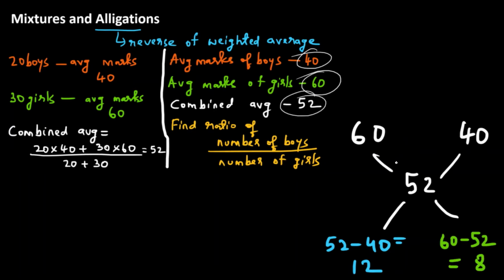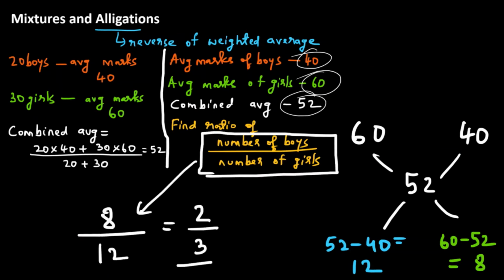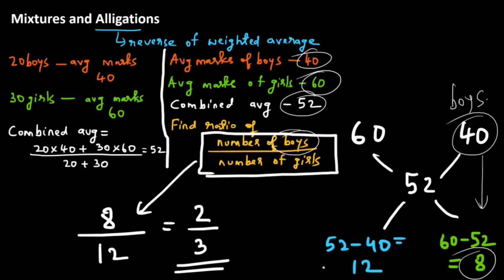Therefore over here I get that the ratio of the number of boys to the number of girls is equal to 8 by 12, which is equal to 2 by 3. So over here we have taken 8 because that's what's below 40, which is the case of the average marks of boys, and we are asked to find the number of boys by the number of girls. That's why 8 is in the numerator and 12 is in the denominator, and the ratio should be 8 by 12, which is equal to 2 by 3.